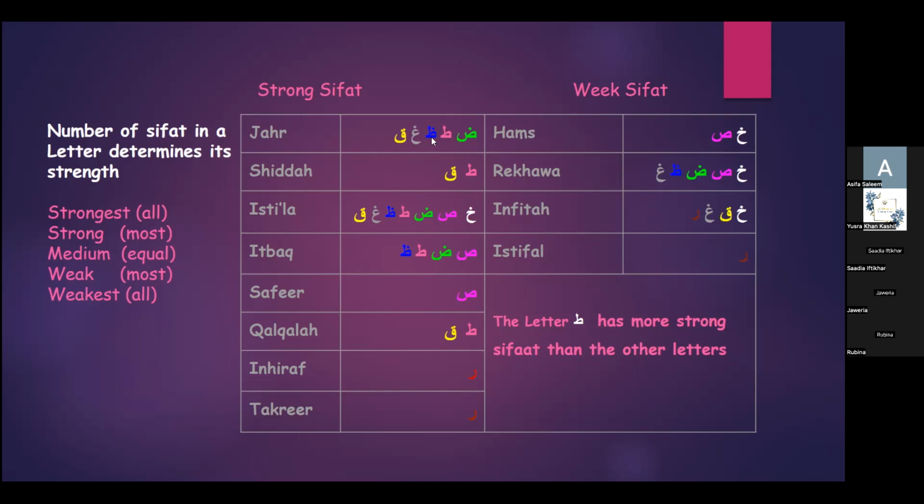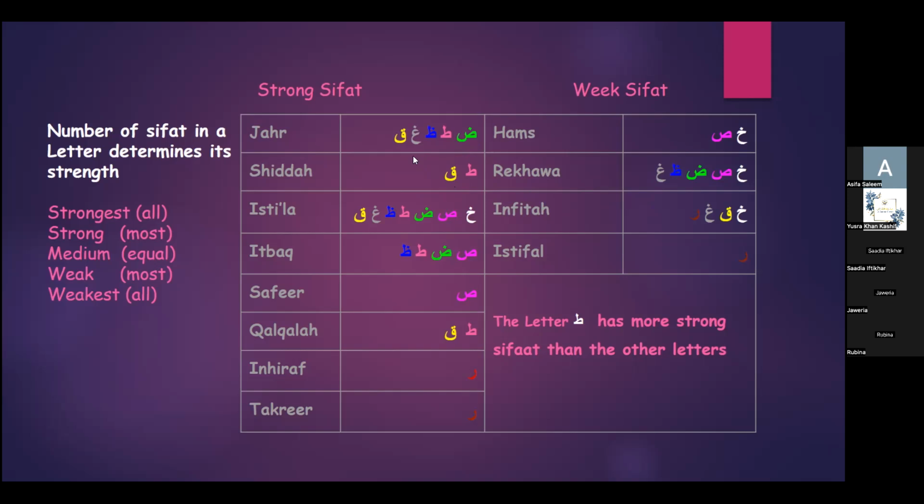Let's see the letter dha now. So jahar applies to the letter dha. There is no shidda in it. It has isti'la, so the dha takes isti'la. Itbaq, it has itbaq. So 1, 2, and 3. Safi doesn't apply, qalqala doesn't apply, inhraf, takreer. So dha has rikhava, so 1 weak sifa for rikhava. So 1, 2, 3, 3 strong sifat and 1 weak sifa, like the letter dad we saw.